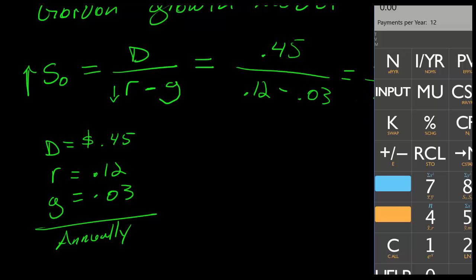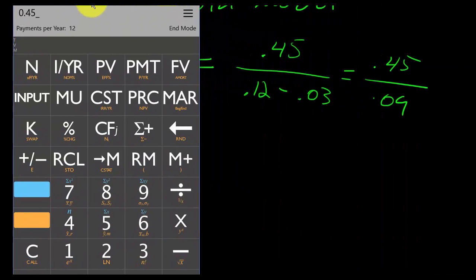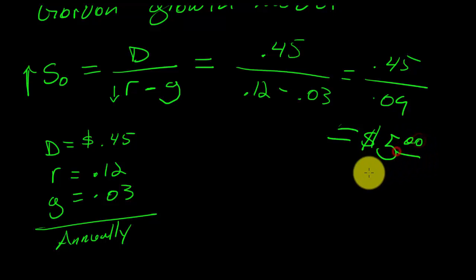If I look at my calculator, 0.45 divided by 0.09, then we get $5. That doesn't seem like much. I guess it's a small dividend. So going back to our equation, this means that the price of the stock today should be $5.